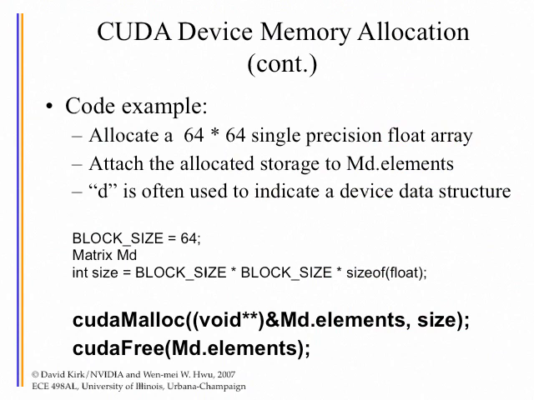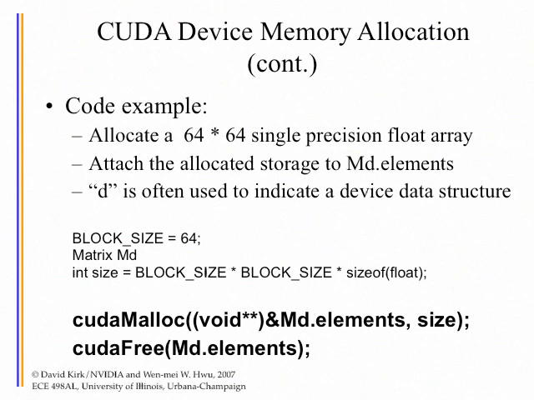So, one code example: let's say I want to allocate a 64 by 64 matrix in the GPU device memory. I would attach the allocated storage to the Md element. Usually the convention is that M will be the name of the data structure, and you attach a little d to it so that you know it's the device version. Oftentimes you have shadow data structures between the CPU and the GPU, and you use the letter d to mark the GPU version so that you don't get confused.